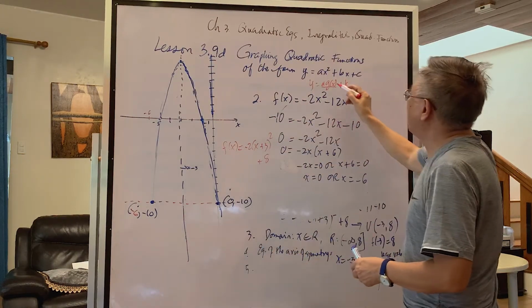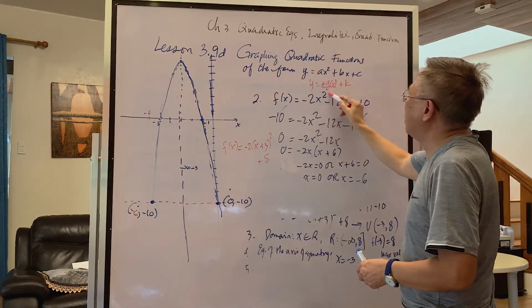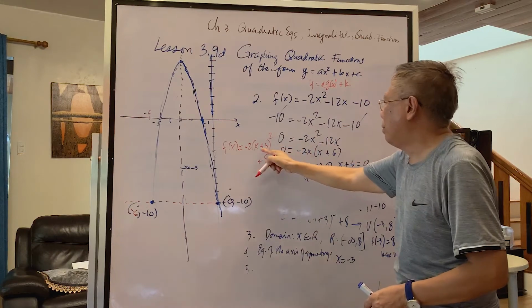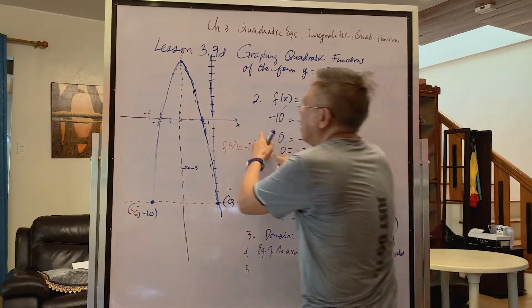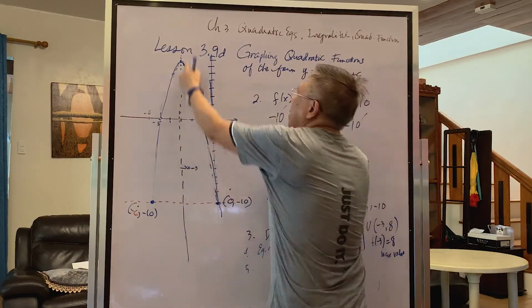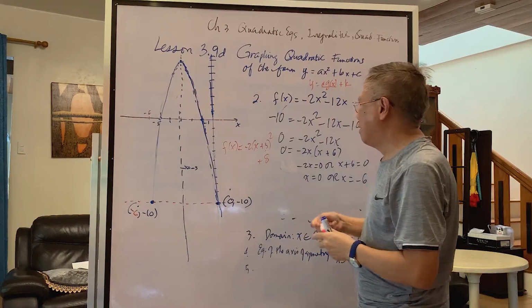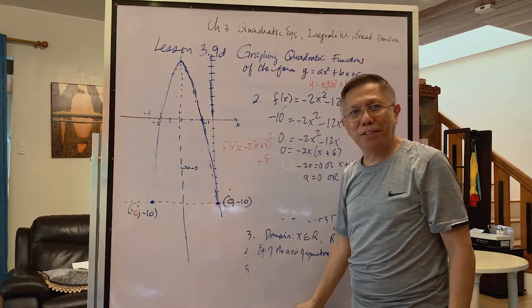So, we were able to graph this using a primitive function where you just have to move this 3 units to the left and 8 units up. Okay? So, see you in the next video.